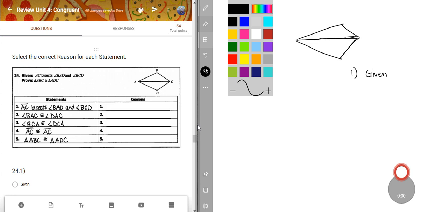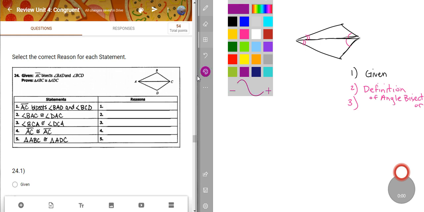So, given, AC bisects angle BAD and angle BCD. What does that tell me? That tells me that this line down the middle cuts that angle in half. It cuts this angle in half. And so that's great news, and that's actually what number 2 and 3 are. This is going to be our definition of a bisector, right? It means it splits these into half. Definition of angle bisector. And I'm going to use that for 2 and 3.